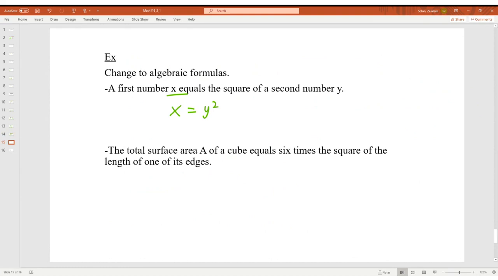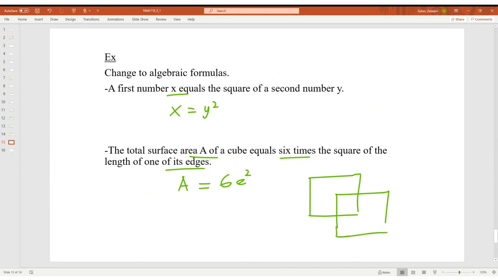And the second one is the total surface area A of a cube. So it says the surface area A equals 6 times the square of the length of its edge, E squared. To show you this physically, let's say I have a cube. The quantity we are looking for is the total surface area. Each area, this area on this side, each one of them is E times E, which is E squared. So we have E squared on this side, E squared on the other side. We have E squared on the side here. We have E squared on this side. E squared at the top. On this side also we have E squared. E squared at the bottom.